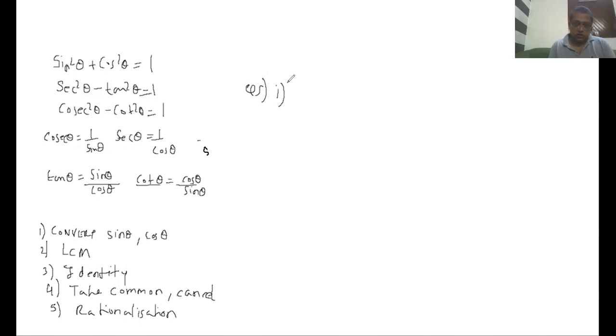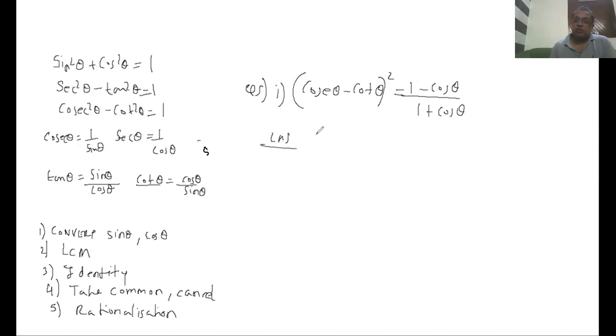The first part, (cosec theta minus cot theta) whole square is equal to (1 minus cos theta) by (1 plus cos theta). I need to prove this. So this is the LHS, this is the RHS. I need to prove that LHS equal to RHS. So I'm going to start with the LHS, that is (cosec theta minus cot theta) whole square. In place of cosec, I can replace it with 1 upon sine. So I'm going to replace this 1 by sine, right? We said that cosec is 1 by sine. So this is what I'm doing here.